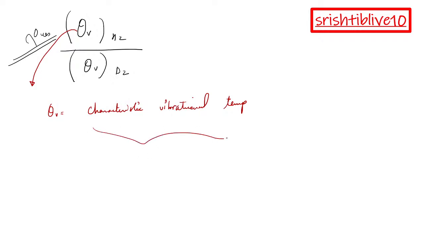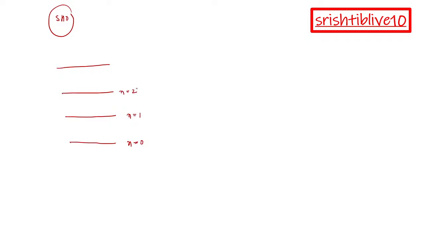It is that temperature when your kBT, that is your thermal energy, is equal to h nu. Now the question is, why am I taking kBT equal to h nu? See, this comes from your simple harmonic oscillator. We know that we have vibrational levels, with vibrational quantum number n equal to 0, n equal to 1, n equal to 2, and n equal to 3.